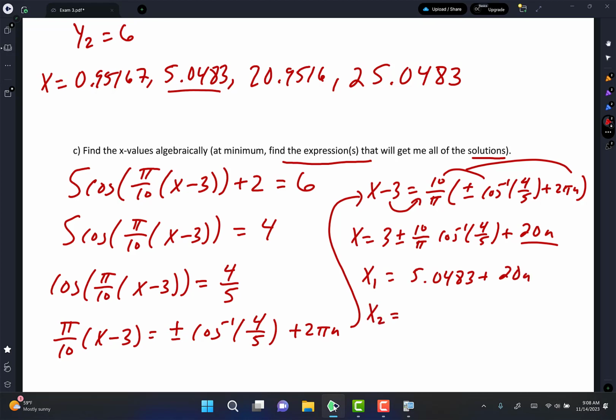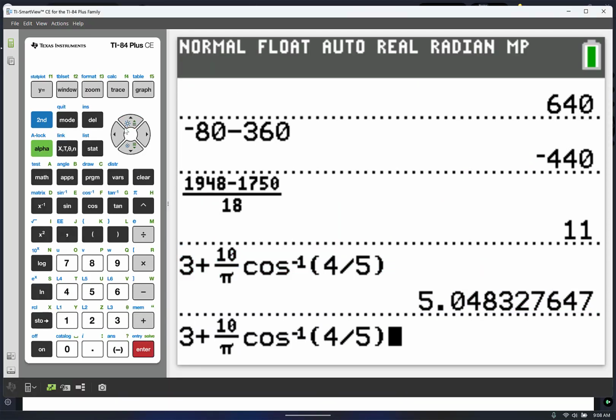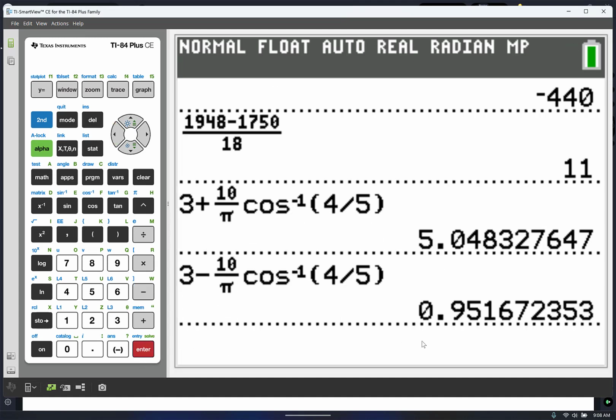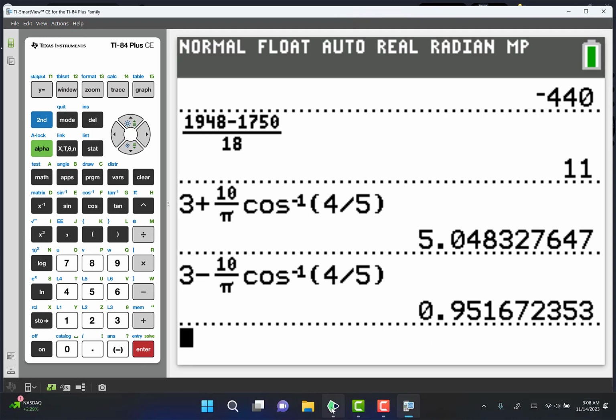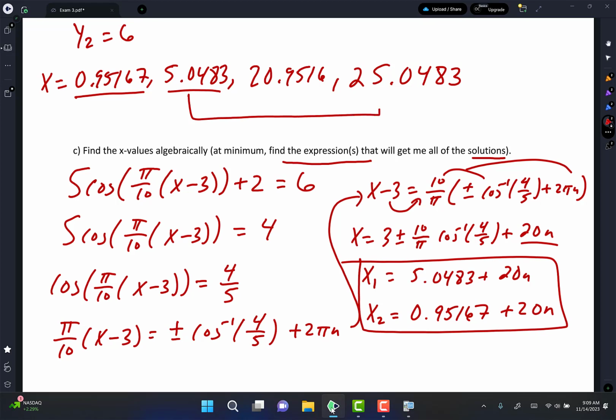x2. Now I'm going to subtract. So I just scroll up. Enter, and instead of a plus, I put a what? Minus. And again, you better get one of the answers, 0.95167. And sure enough, it's that one right there. 0.95167 and 20n. And yep, that will get you both answers, because if you add 20, that will get you that one. And if you add 20 to the 0.95, that will get you this one. Plus 20, plus 20. And there it is, guys.